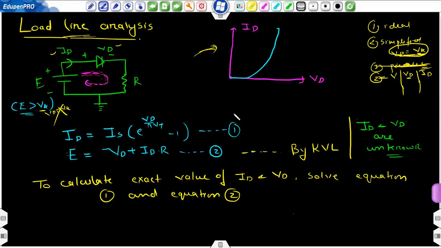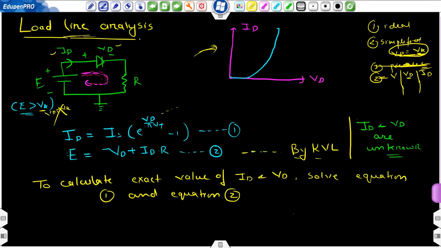So what do we have to do for this? We have to solve these two equations. The first equation relates ID and Vd. We have a diode in our circuit and ID is flowing from P to N. That relation is given by ID is equal to IS, the reverse saturation current, times the bracket e raised to power Vd, where Vd is the voltage drop across this diode, divided by eta Vt, minus 1. So now you cannot simply fix this Vd. This is equation 1. The second equation can be obtained by applying KVL across this loop. So E is Vd plus ID Rd. This is equation 2, by KVL.